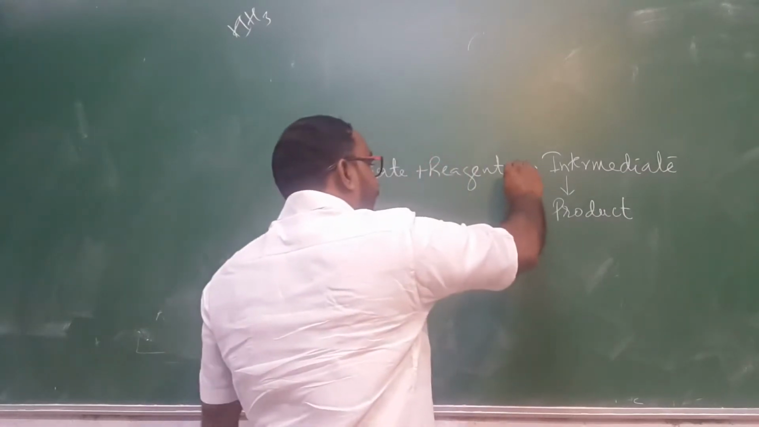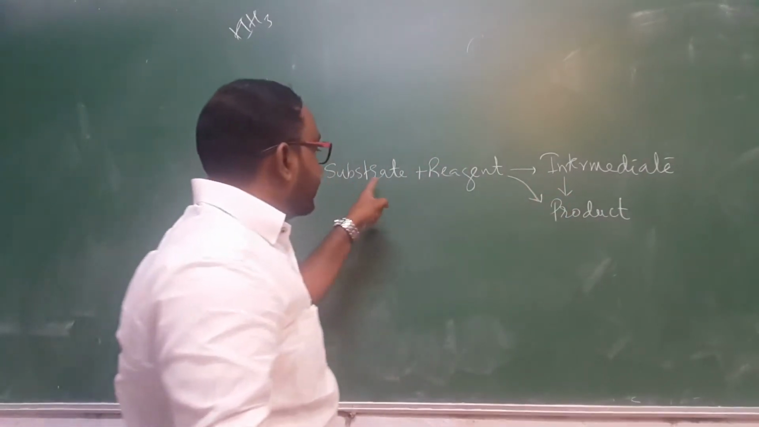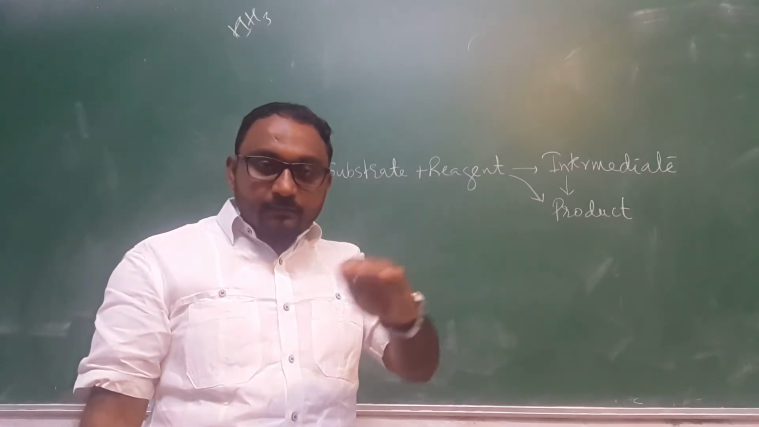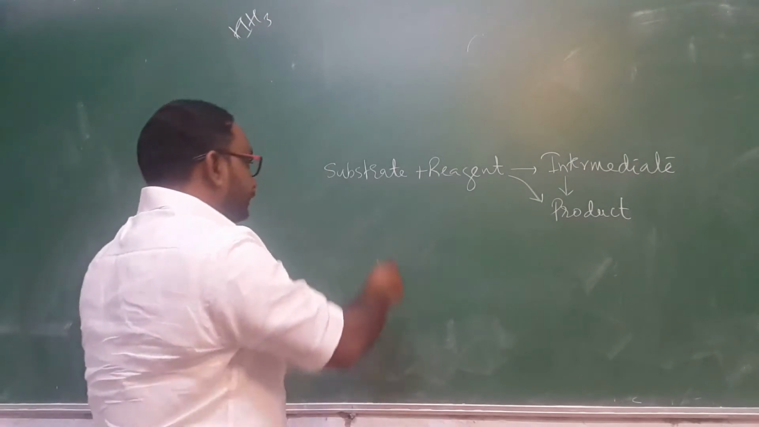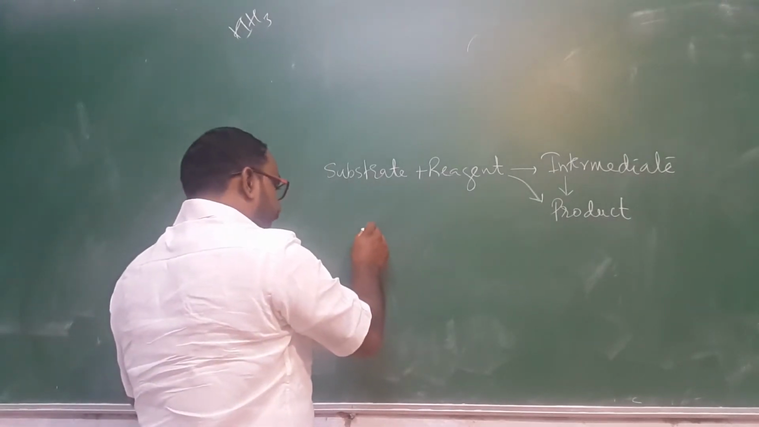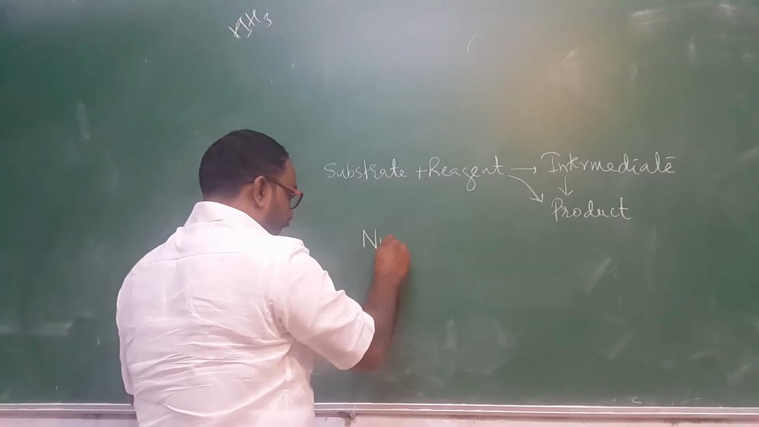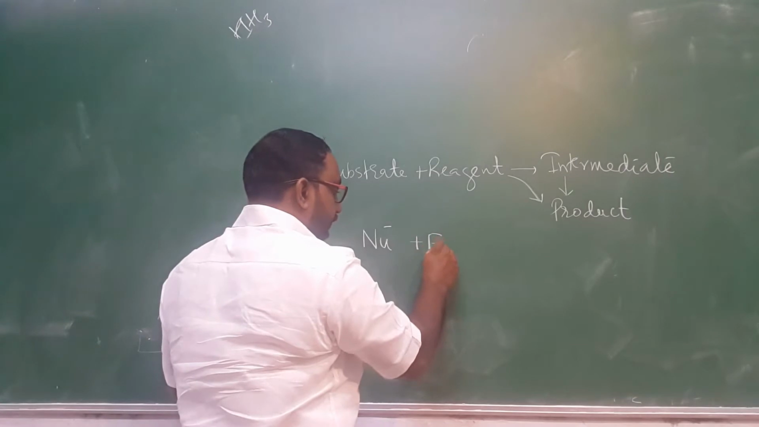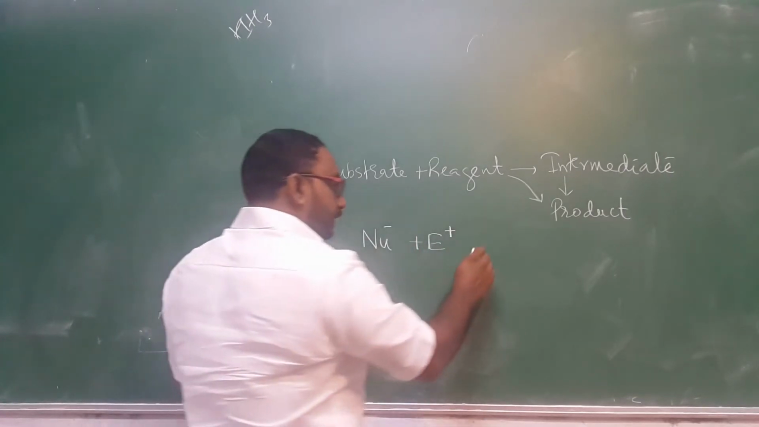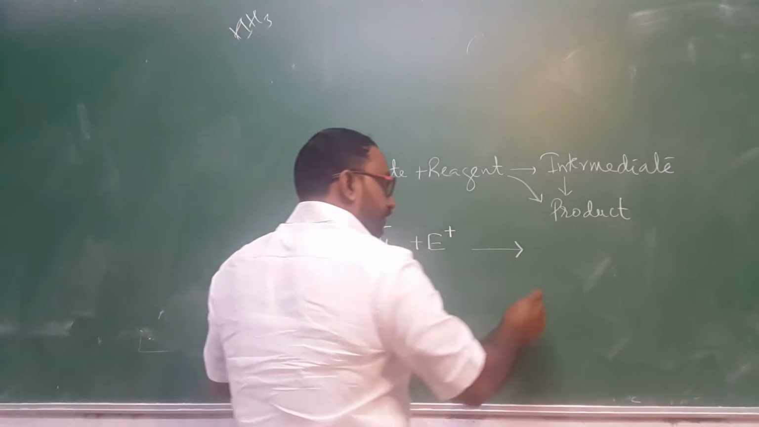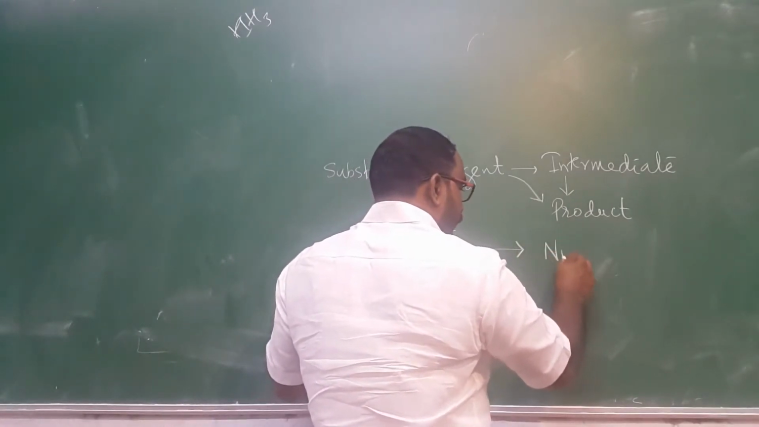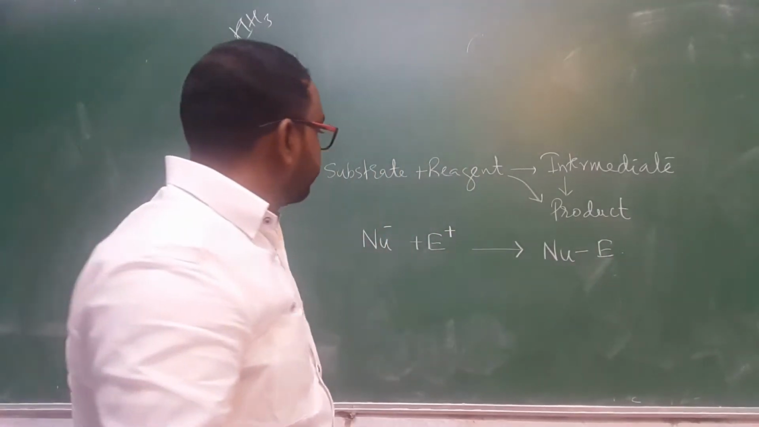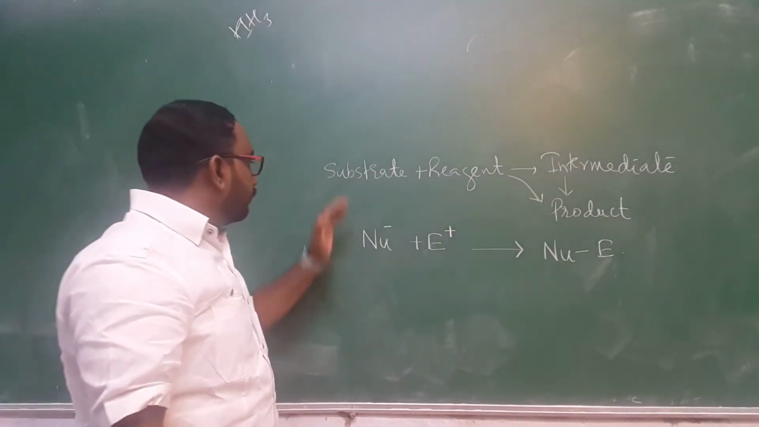For the time being, we take the reaction as a substrate reacting with a reagent to give a product. I can take it to the next level: a nucleophile having a negative charge reacts with an electrophile to give a product where there is a bond between the nucleophile and electrophile. That's how it happens. So come back to this.